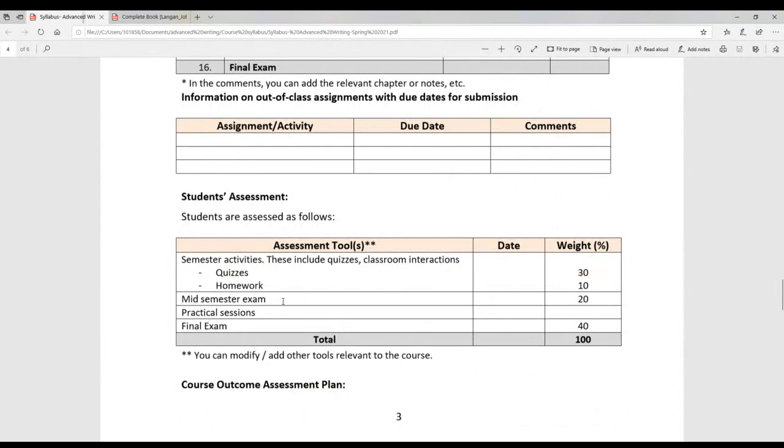We have the midterm exam and we have the final exam. The midterm will be out of 20, the final will be out of 40, and we will have practical exams. I'm not going to give you multiple choice. No, this is a writing course. So the midterm will be out of 20 and the final will be out of 40, and 40 degrees will be for quizzes and homework.